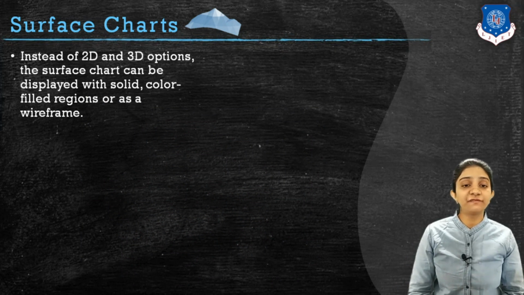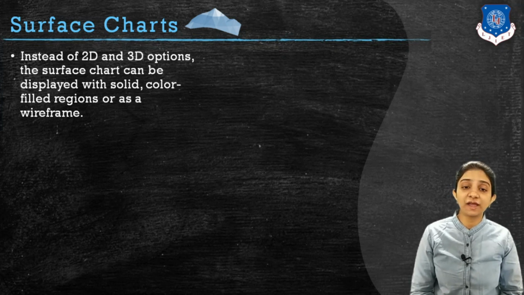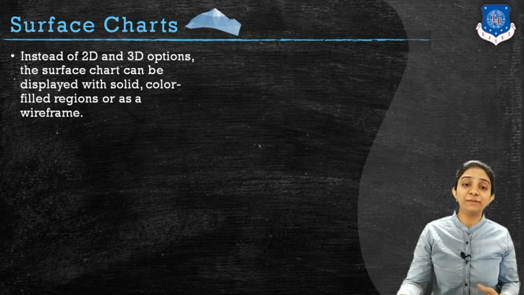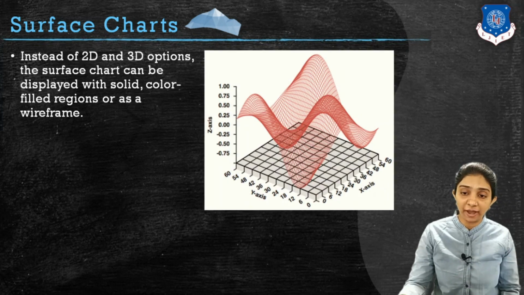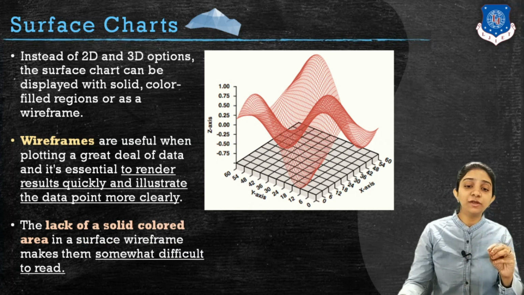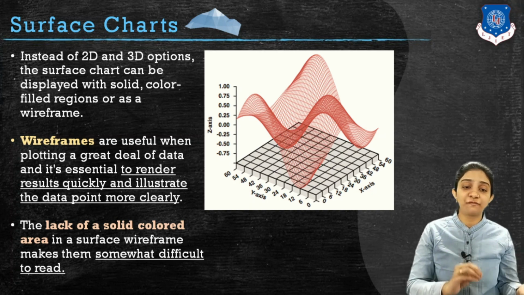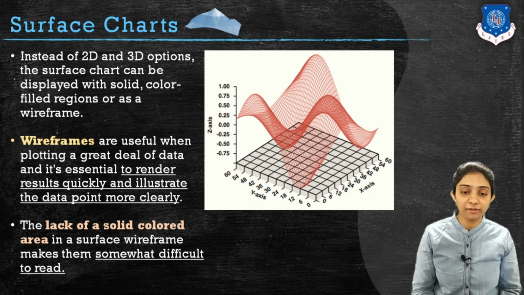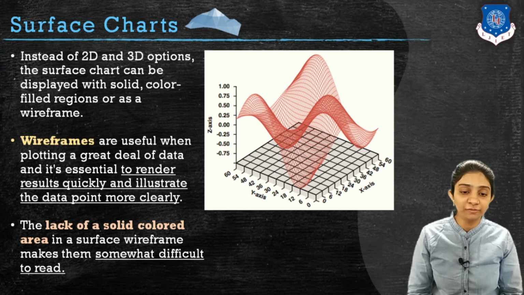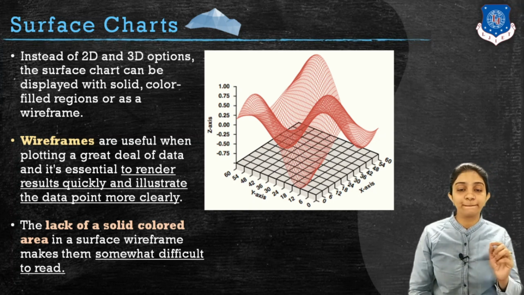So far we have seen different representations of data in 2D and 3D. These charts are colored with solid filling, and different regions are represented with different colors. But we can also represent surface charts in a wireframe format. With colors, it might be difficult to read some data points, so in order to display a chart very quickly, we use wireframe plotting of a surface area chart. But there is also a problem with wireframes: the lack of solid color makes it difficult to read a particular data point.